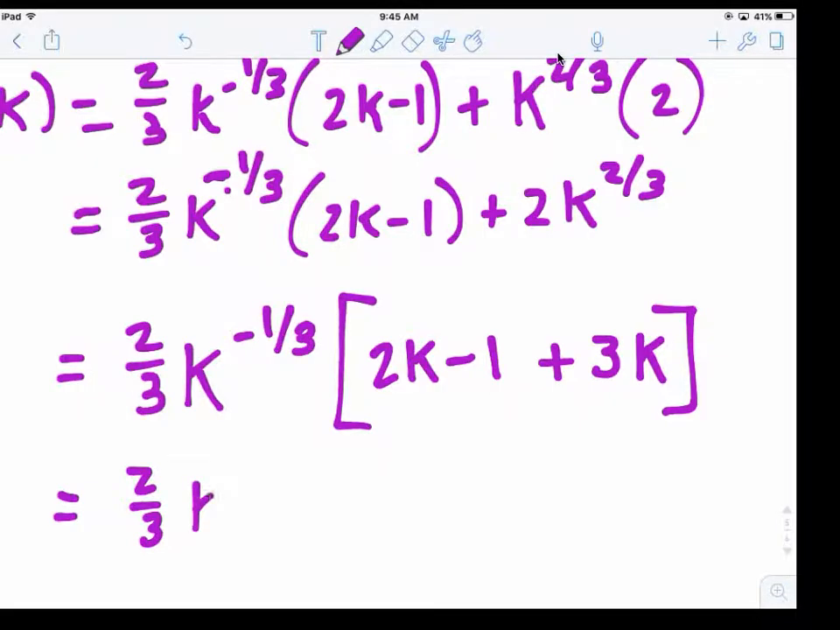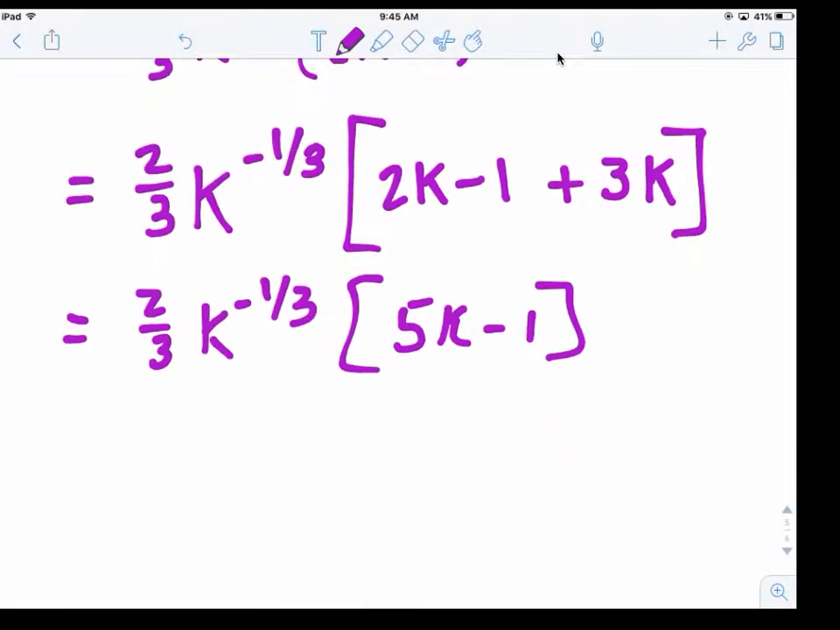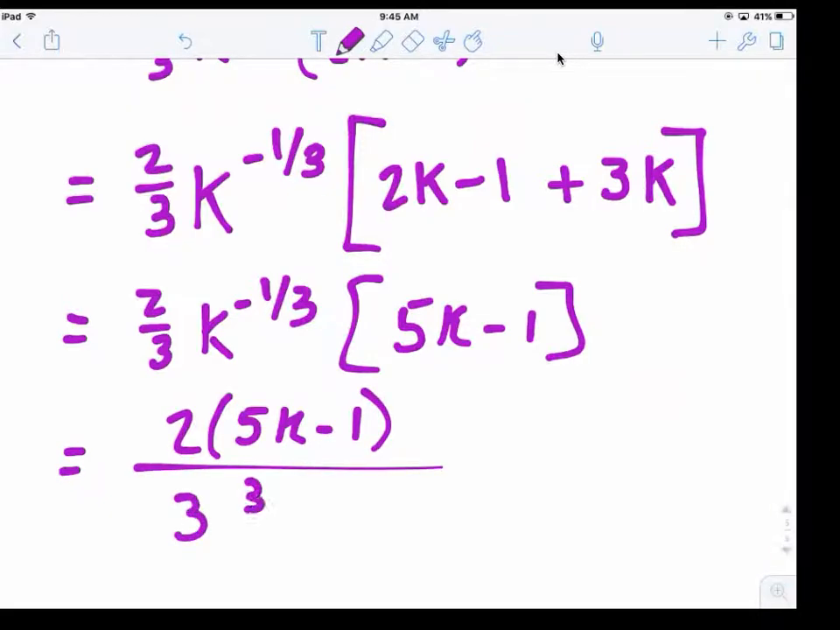Right, so you got 2/3 k to the negative 1/3 times 5k minus 1. All right, so we got 2 times 5k minus 1 over 3 cube root of k.